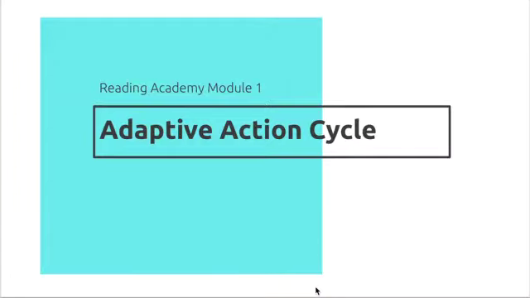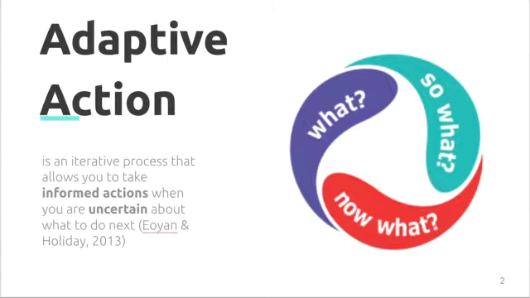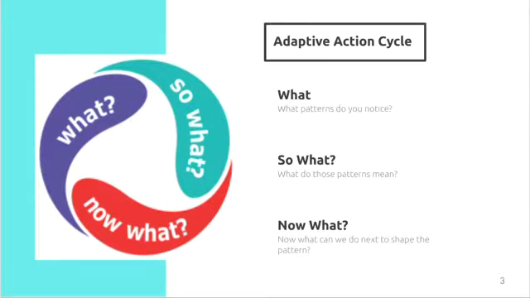The purpose of this video is to take a look at the adaptive action cycle. The adaptive action cycle is a cyclical process that allows you to make informed decisions when you are uncertain of what to do next. The adaptive action cycle has 3 steps.